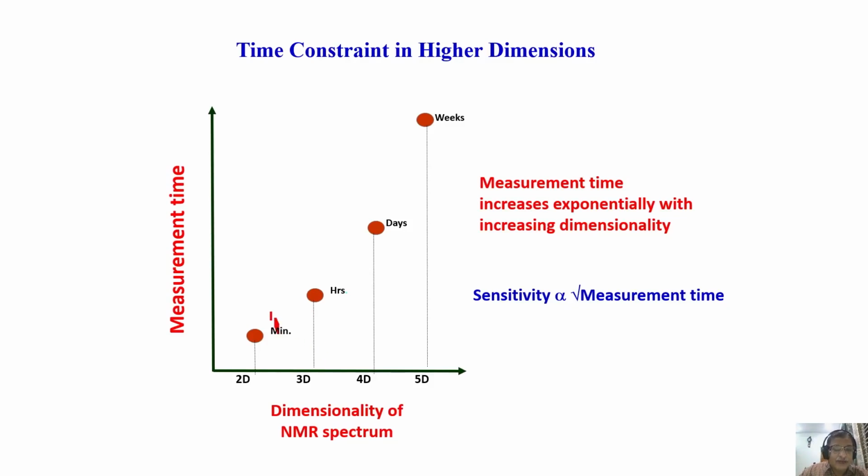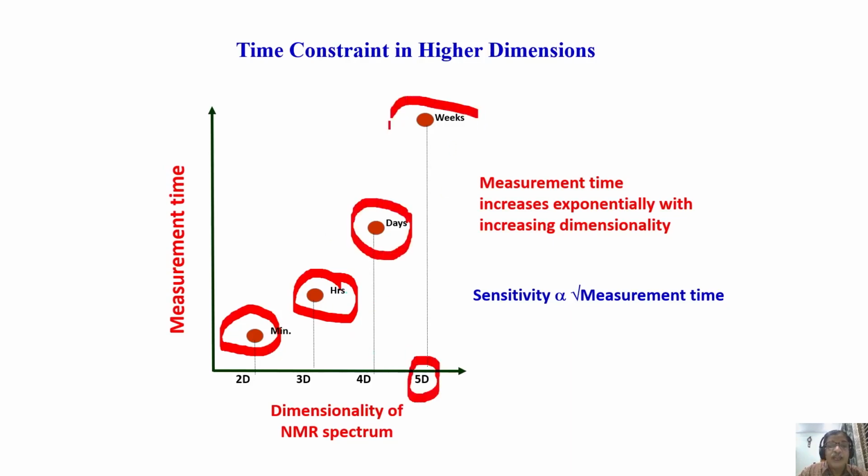2D you can do in a few minutes. Let's say in 15, 20 or 30 minutes, you can get a very good quality 2D spectrum. For the same molecule, if you want to do 3D, it will take hours. Now let us say I have a molecule that is very big. If I want to do 4D, it takes days. If I want to do a 5D experiment on that molecule, it takes weeks. Remember, weeks of instrument time. And measurement time increases exponentially with increasing dimensionality.